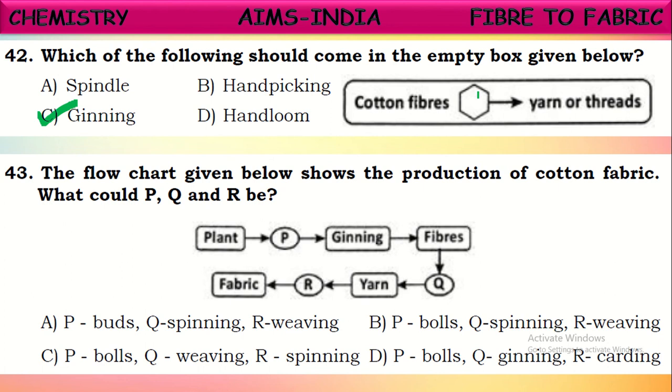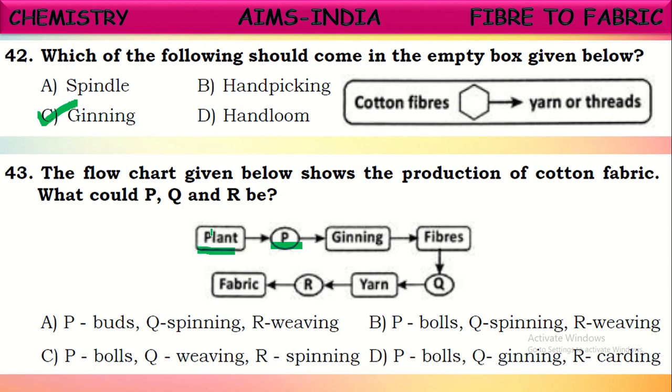The flow chart given below shows the production of cotton fabric. What could P, Q and R be? Observe once the flow chart given here. That is a process which explains the extraction of fiber from the sources and finally converting into fabric. There at the middle they have marked some procedures. Identify those here. First they have given plant. From the plant what is collected? From the plant balls are collected.